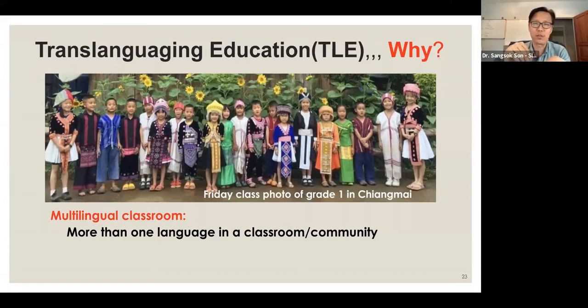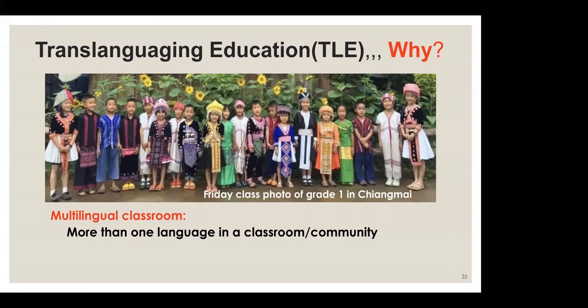They are studying together. So this is a Friday class photo of grade 1 in Chiang Mai, in Thailand. Here, you can see different students wearing different costumes of their own ethnic groups. So how many language backgrounds can you recognize here?